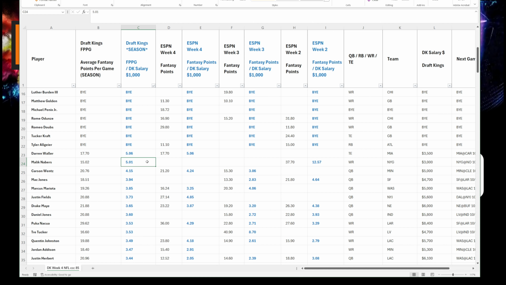Malik Nabers is 5.01. Carson Wentz is 4.15. Let me find here. Puka Nacua, here we go, 3.53. So overall, for the season, Puka Nacua is the fantasy leader in terms of total production per game, as well as the ratio of fantasy points per salary, per DraftKings salary.